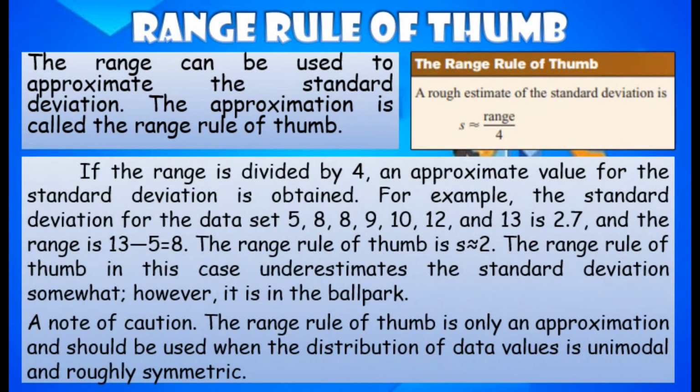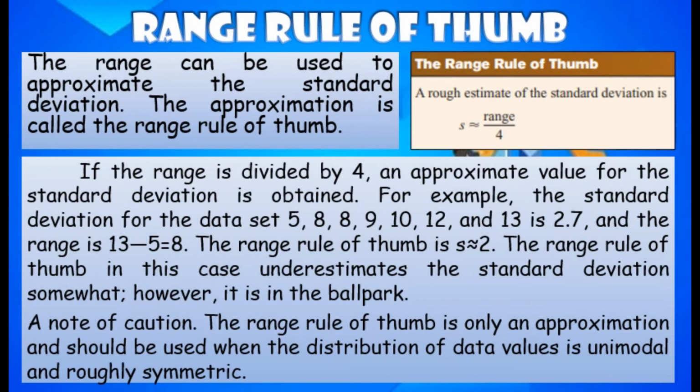Range rule of thumb. The range can be used to approximate the standard deviation. The approximation is called the range rule of thumb. It is a rough estimate of the standard deviation: S is approximately equal to range over 4. If the range is divided by 4, an approximate value for the standard deviation is obtained. For example, the standard deviation for the dataset 5, 8, 8, 9, 10, 12, and 13 is 2.7, and the range is 13 minus 5, which is equal to 8. The range rule of thumb is S is approximately equal to 2.